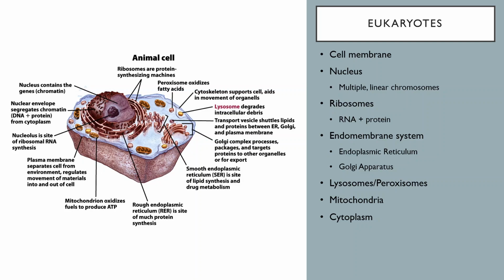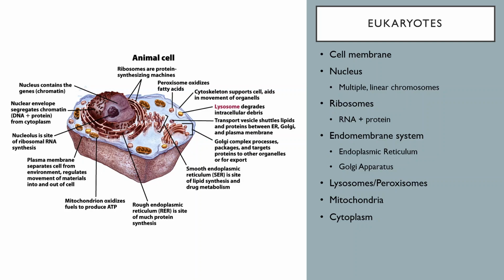And unlike prokaryotes, most eukaryotes have multiple DNA molecules called chromosomes, and those are usually linear, which means they have two free ends. Again, whereas prokaryotes have a single circular DNA molecule. Elsewhere in the cytoplasm, you also have ribosomes, again, that are responsible for making new proteins.